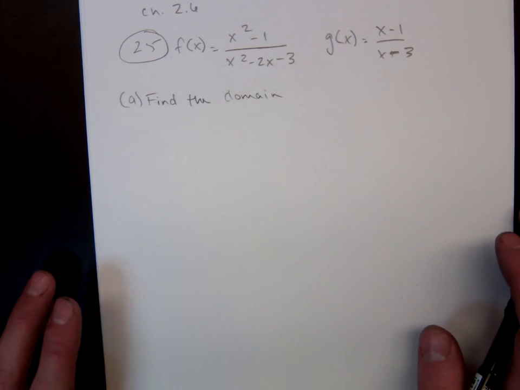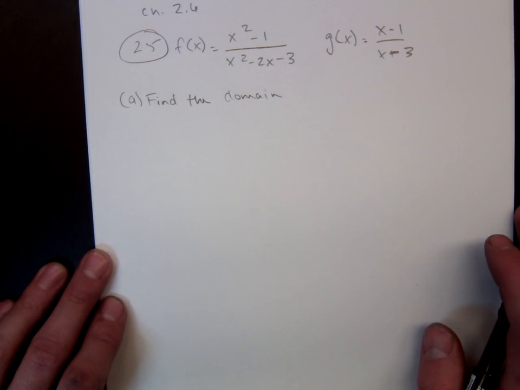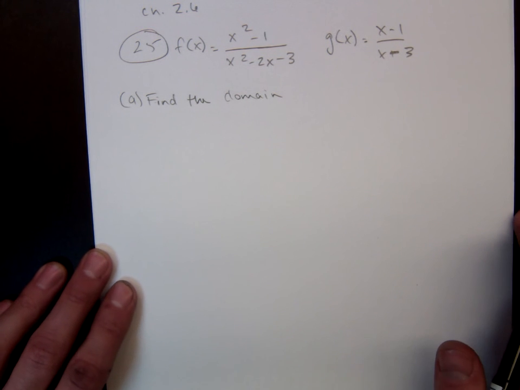All right, so this is number 25 out of chapter 2.6. In this particular example, they ask you for a few things. We're going to start with finding the domain of this function. So in this particular case, the domain, we're simply looking for values that make our graph not exist.